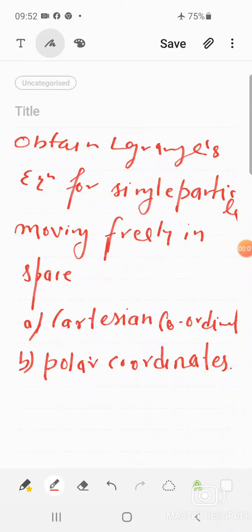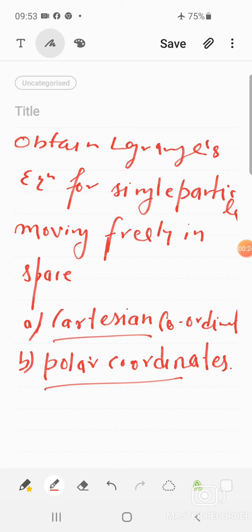Hello students, today we will discuss about the numerical. Obtain Lagrange equation for single particle moving freely in space in both coordinates, that is the Cartesian coordinate as well as polar coordinate. हम मान लेते हैं कि एक पार्टिकल है जो फ्रीली मूव कर रहा है स्पेस में.